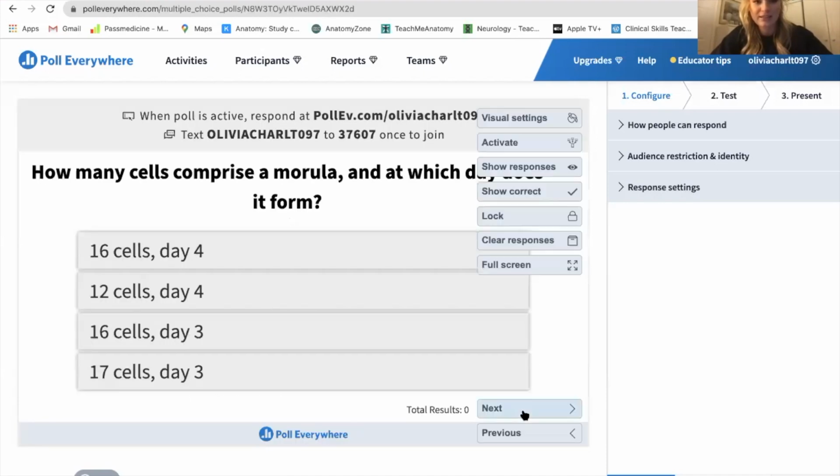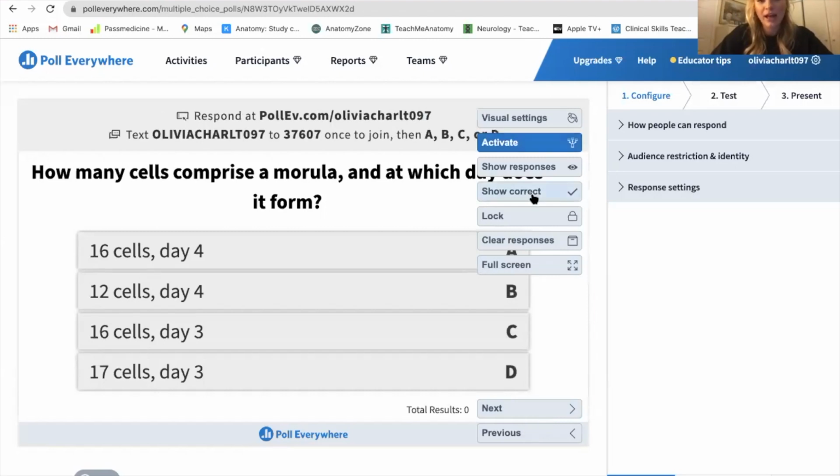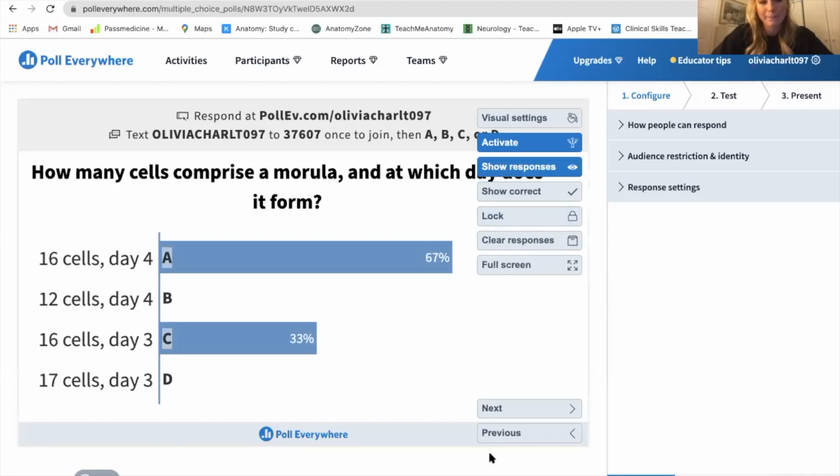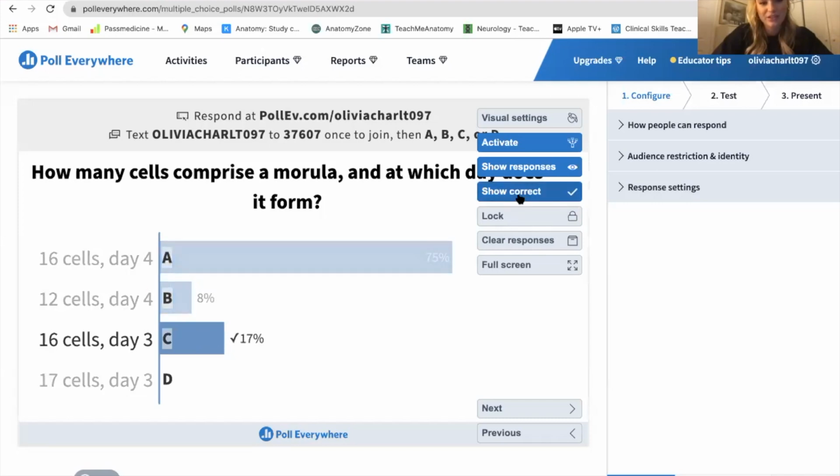And, oh no, there's one more. How many cells comprise a morula and at what day does it form? So 16 cells and it forms at day 3. Cool, I think that's everything.